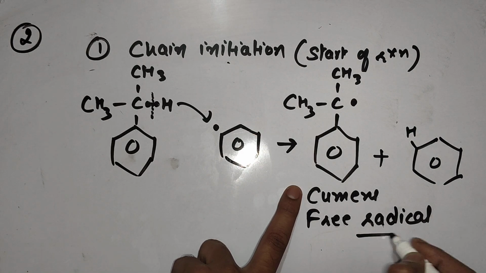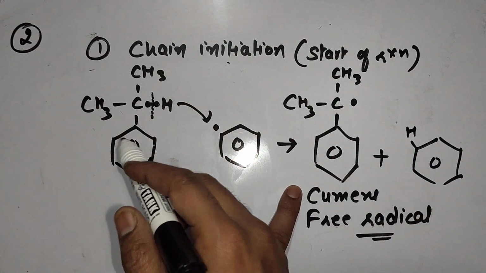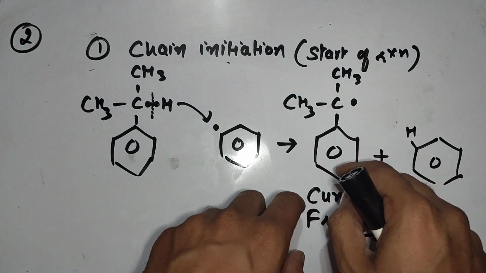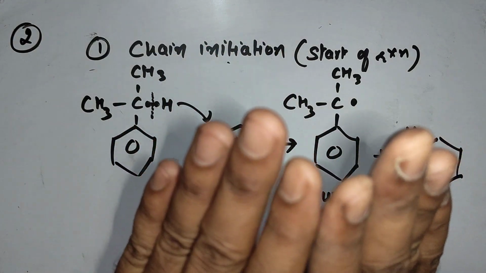This was the role of benzoyl peroxide. A little bit of benzoyl peroxide will make your cumene particles into cumene free radicals. Now the further work these cumene free radicals will do on their own. The role of benzoyl peroxide is finished.